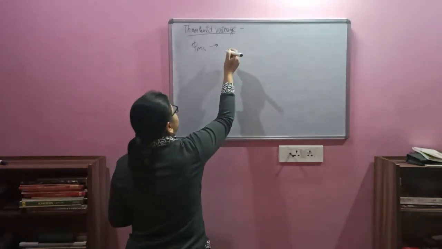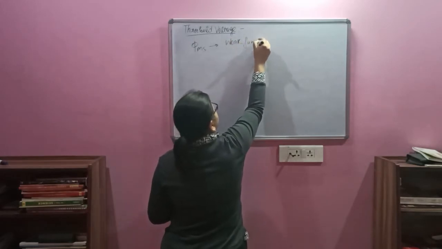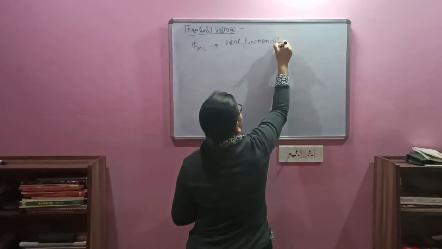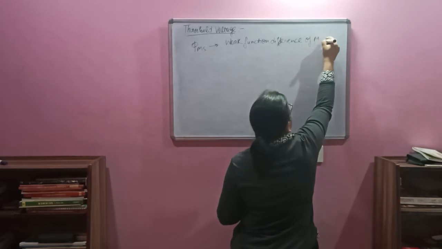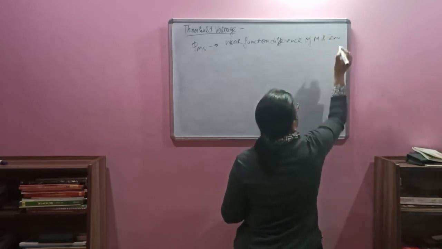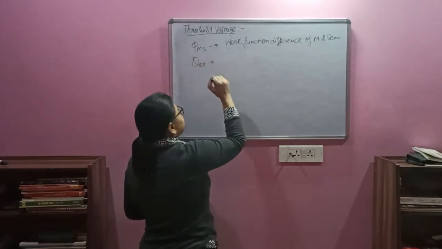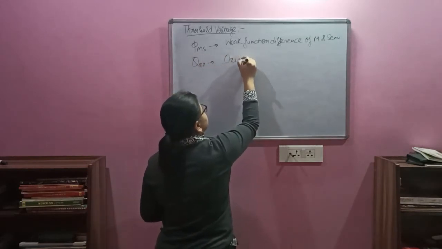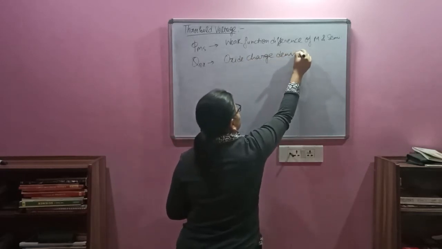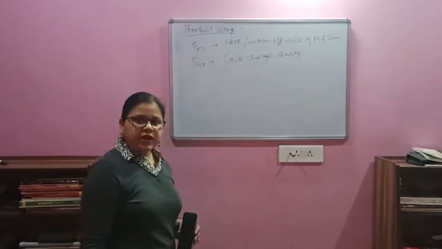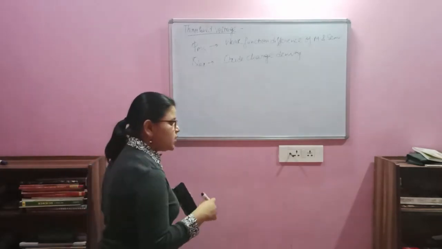So first is phi ms. This is the work function difference of metal and semiconductor. Second parameter we come across is Q oxide, which is the oxide charge density. This oxide over here is SiO2, which is a sandwiched layer in between metal and semiconductor.